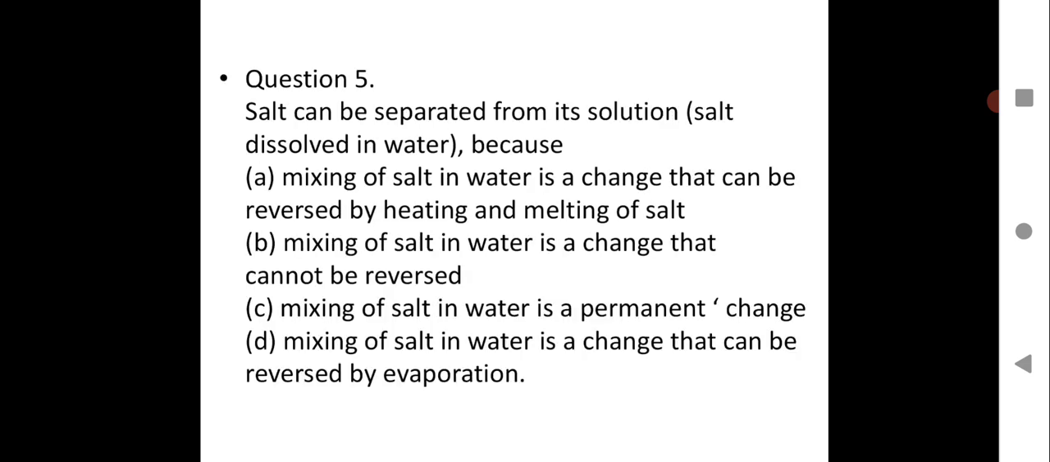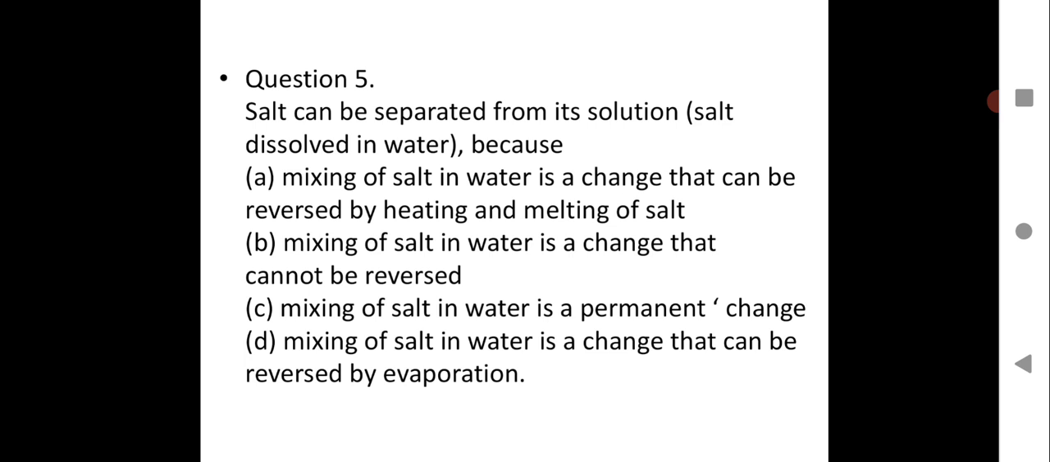So here we have question 5. Salt can be separated from its solution and salt dissolved in water because mixing of salt in water is a change that can be reversed by heating and melting of salt. Next you have mixing of salt in water is a change that cannot be reversed. Next option you have mixing of salt in water is a permanent change. Then the last option over here, mixing of salt in water, is a change that can be reversed by evaporation.